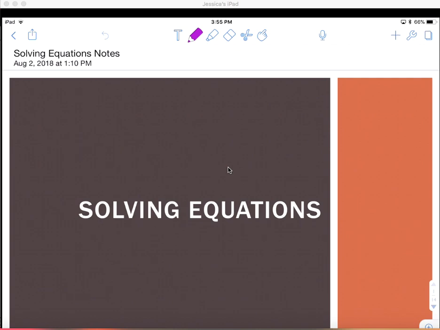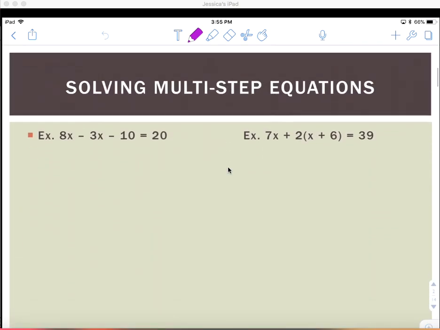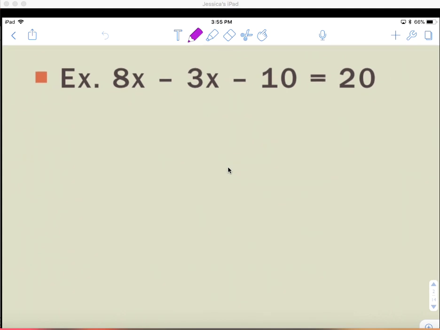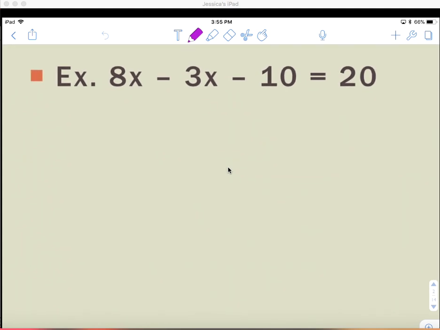Today we are going to continue solving equations. The types of equations we are going to solve are multi-step equations and equations with variables on both sides. So our first example is 8x minus 3x minus 10 equals 20. The end goal here is still to get x by itself. We just have to do a few more steps before we solve.